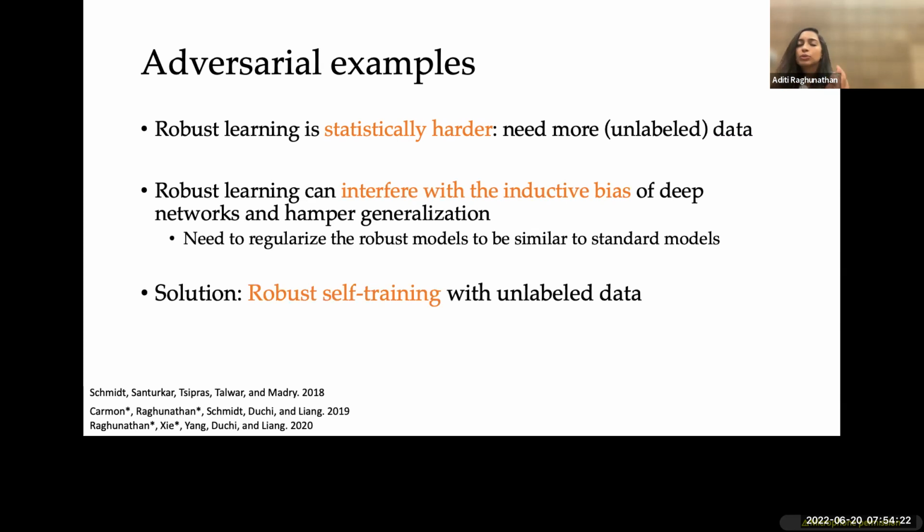And so for both of these, we have a solution that provides partial gains, which is robust self-training, where you use a lot of unlabeled data to help with the statistical issue, and you regularize it in a particular way to deal with the standard error.